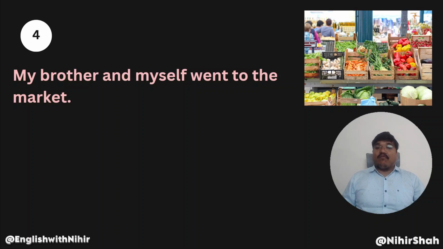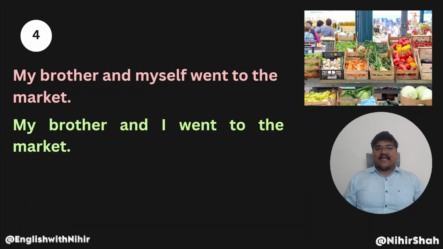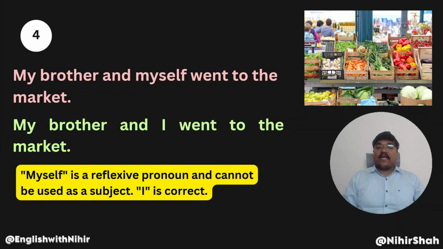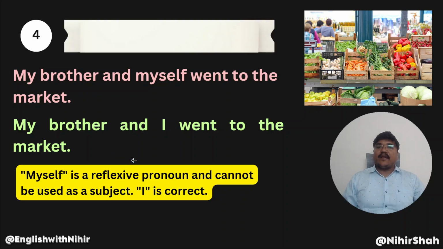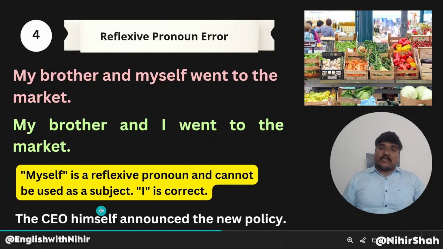Okay, let's move on. My brother and myself went to the market. Can you think about the mistake that is there in this sentence? Think about it. The correct answer is my brother and I went to the market. Why? Myself is a reflexive pronoun and cannot be used as a subject. I is correct here. Okay. So this is mistake number 4. Reflexive pronoun error. Now, if you want to use reflexive pronoun in correct way, then this is the sentence. The CEO himself announced the new policy. See, here himself is used in a correct way. So remember, this mistake should not be done.